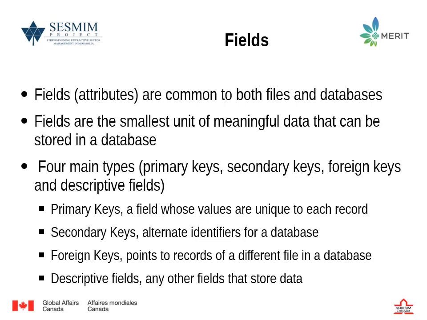There are four main types of fields: primary keys, secondary keys, foreign keys, and descriptive fields. A primary key is a field whose values are unique to each record, and I'll talk more about that later. A secondary key is an alternate identifier for a database. Foreign keys are fields that point to records of a different file in a database. And descriptive fields, which is basically anything else, any other fields that store data.